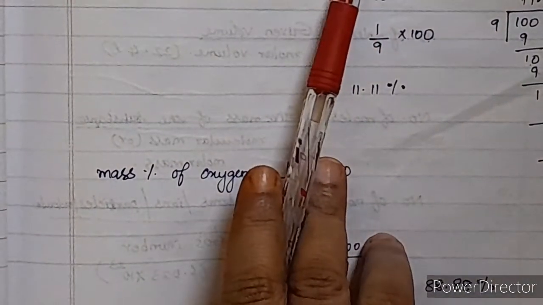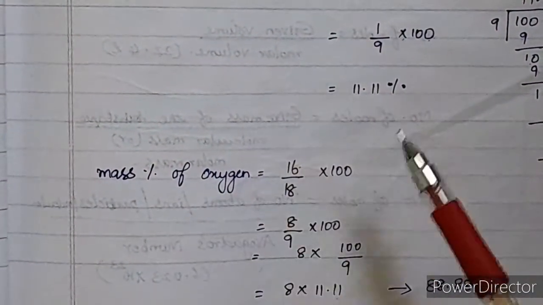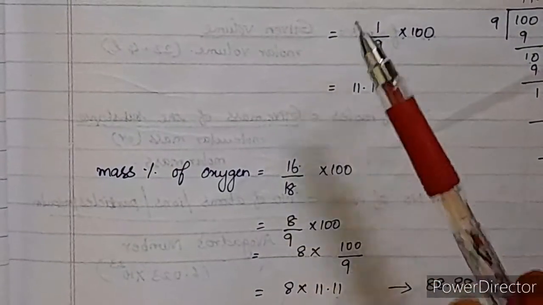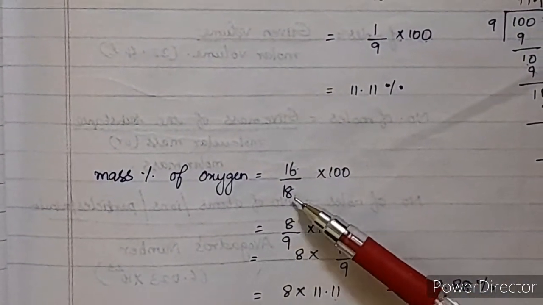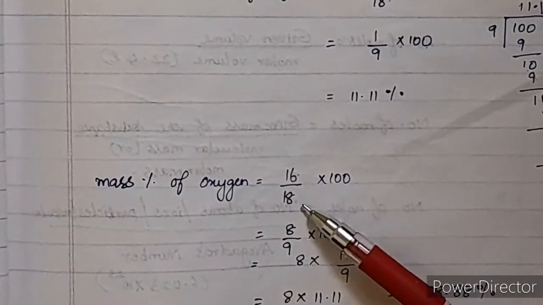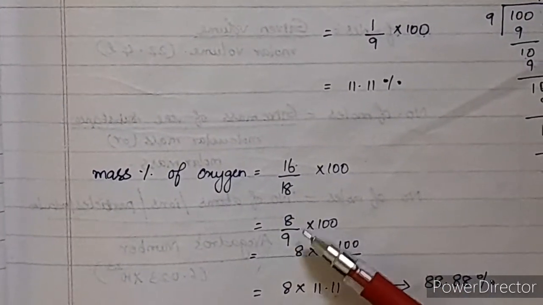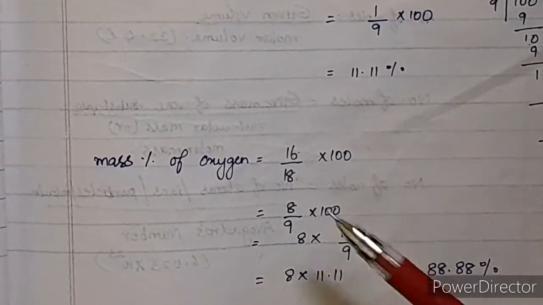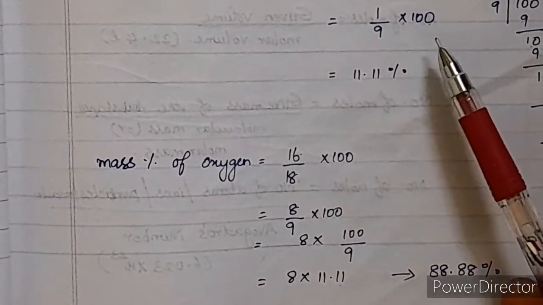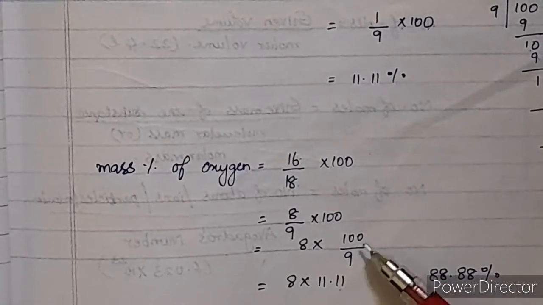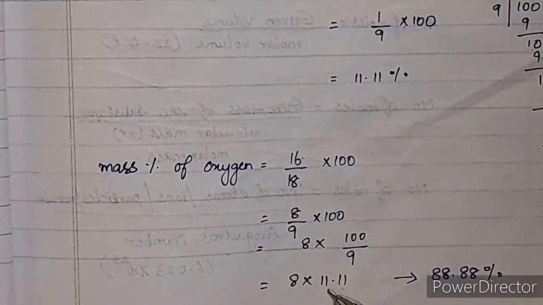Now the mass of the oxygen is 16. So 16 divided by the molecular mass of water, which is 18. So 16 divided by 18 into 100. I can cancel this by 2, then it will become 8 divided by 9 into 100. Now we have divided 100 by 9 and we got the answer, isn't it? 100 by 9 is equal to 11.11.